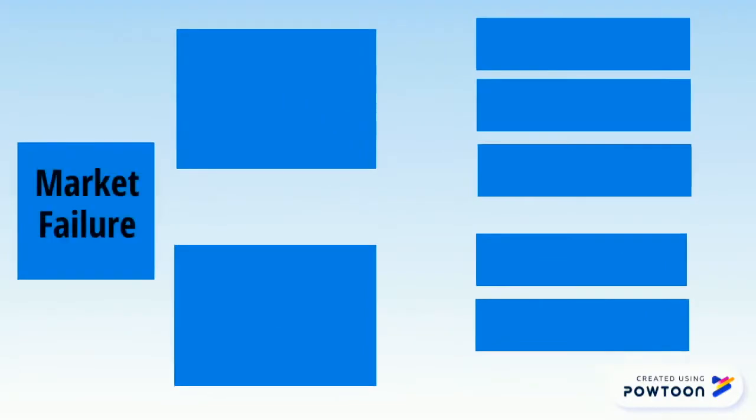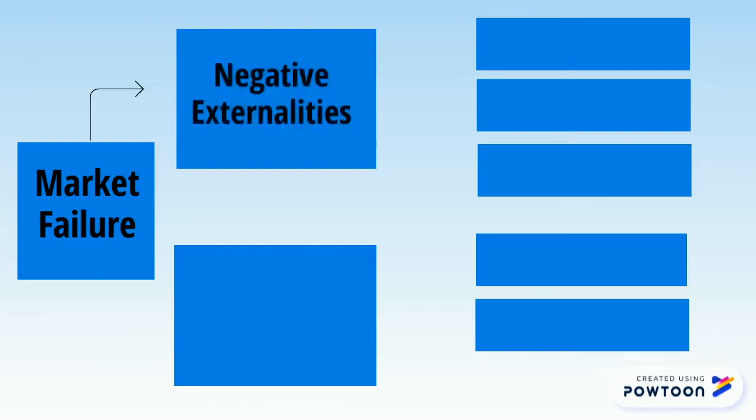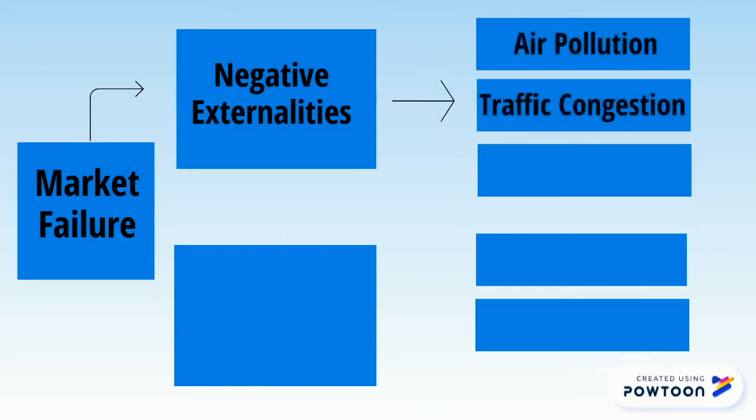We see market failures arise in two cases. The first case is when there are negative externalities present. This means that a cost is incurred by a third party in an economic transaction even though the third party had no control over the creation of that cost. Examples of negative externalities include air pollution, traffic congestion, and noise pollution.